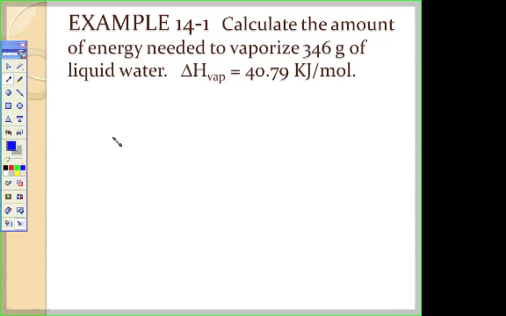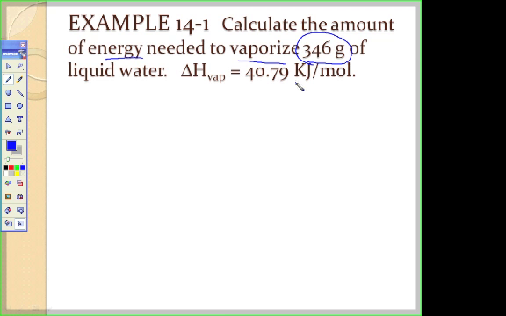Now we want to start doing some mathematics with this. And in this case, the question is asking us, calculate the amount of energy needed to vaporize 346 grams. There is no change in temperature here because there's no change in temperature during a phase change.